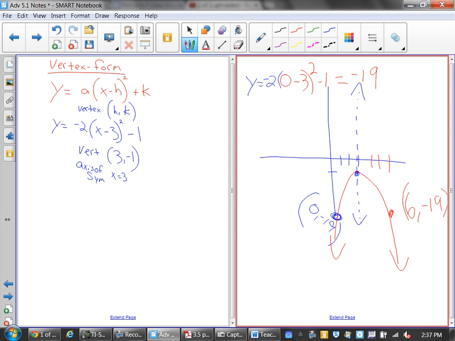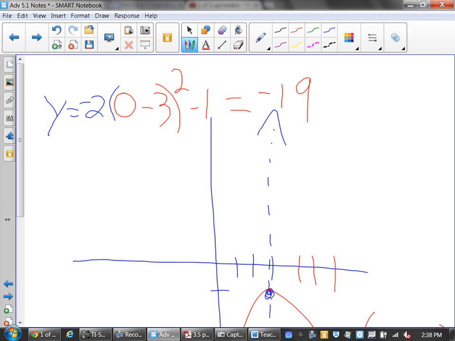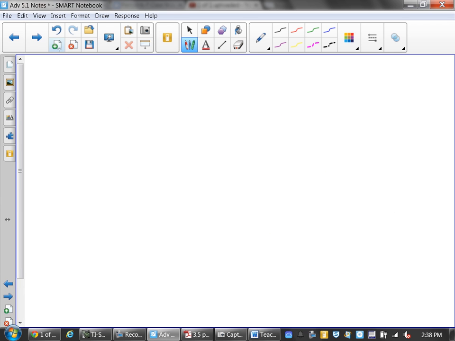Yes, ma'am. Are they going to give us the equation in standard form or vertex form on homework, or both? Yes. And I'm glad you asked. There's one more. This is the easiest one. I like easy. Is it graph form? This is called, what do they call this one? Intercept form.